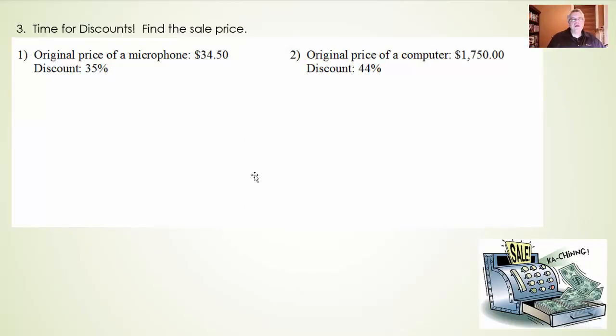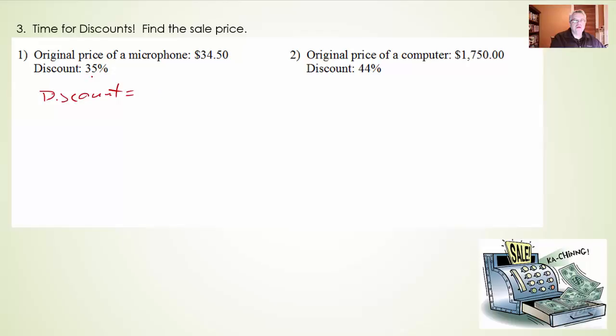All right, so we're going to apply this to finding discounts. When something's on sale or the price is discounted, it means you're subtracting from the original price. Okay, so we have a microphone whose original price is $34.50, and the discount's 35%. We want to find the sale price. So first, we're going to figure out what 35% is. We're going to figure out in dollars what the discount is.